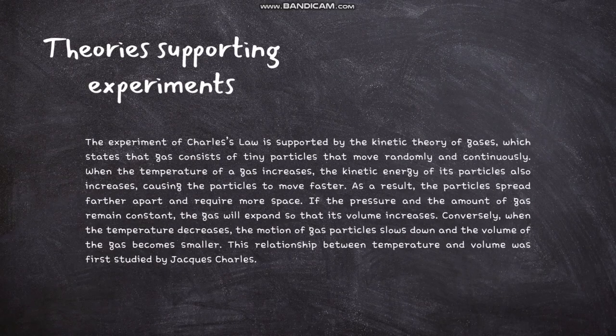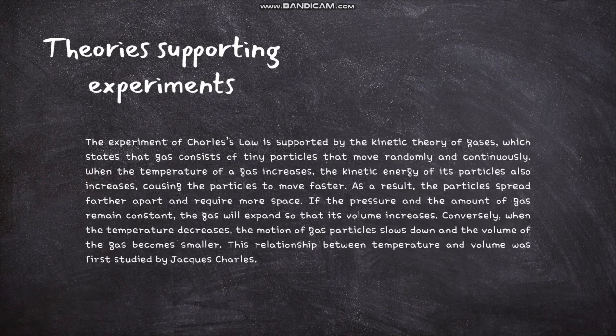Theory supporting the experiment. The experiment of Charles' law is supported by the kinetic theory of gas, which states that gas consists of tiny particles that move randomly and continuously. When the temperature of gas increases, the kinetic energy of its particles also increases, causing the particles to move faster. As a result, the particles spread farther apart and require more space. If the pressure and the amount of gas remain constant, the gas will expand so that its volume increases. Conversely, when the temperature decreases, the motion of gas particles slows down and the volume of the gas becomes smaller.